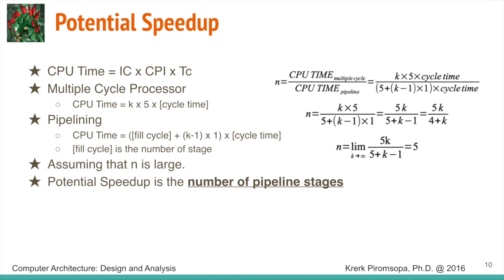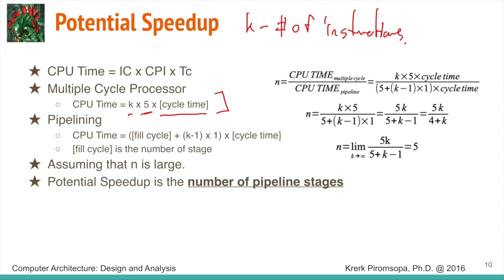All right, let's talk about potential speedup. So we will use the multiple cycle processor as a baseline, assuming that we have k instructions. If the multiple cycle processor has CPI equal to 5, then k times 5 times cycle time would be the CPU time of the multiple cycle processor.